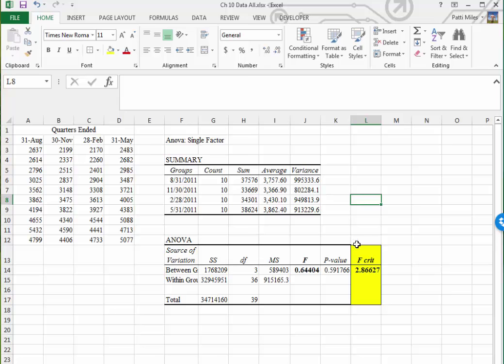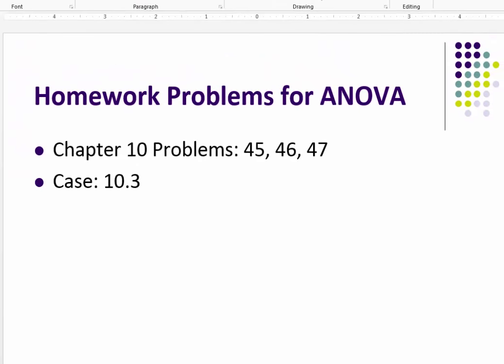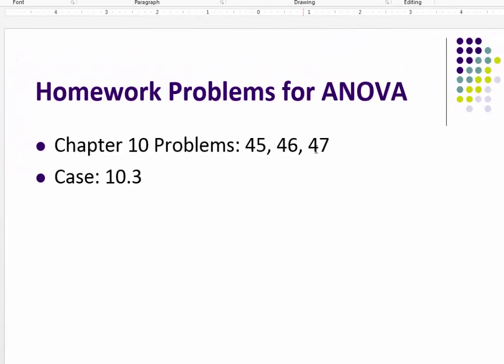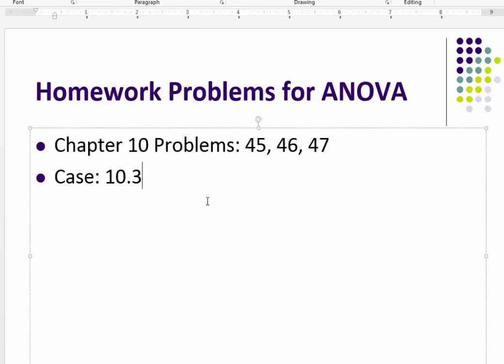So this is problem number 45, I'm sorry. And from here, what I would like you to do are these problems, kind of a light week for homework actually: 45, 46, and 47, and then the case 10-3.